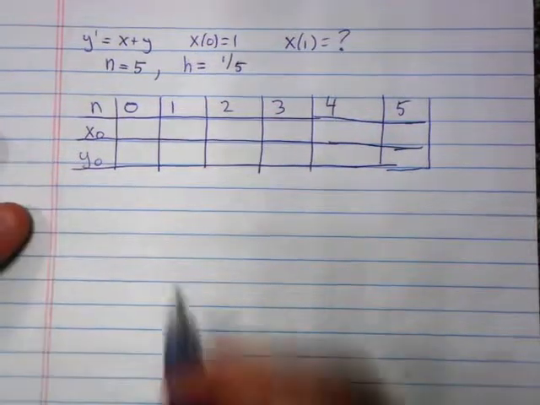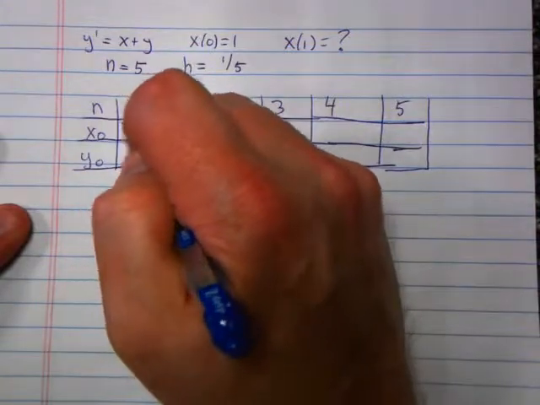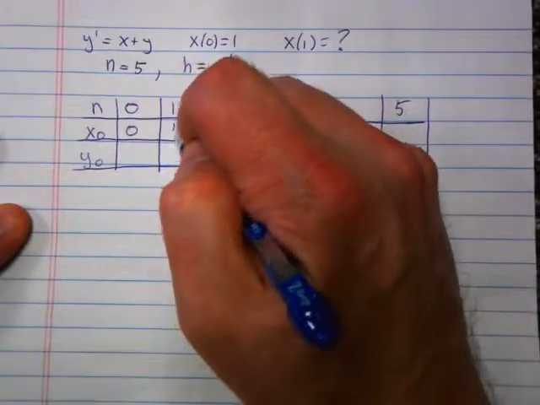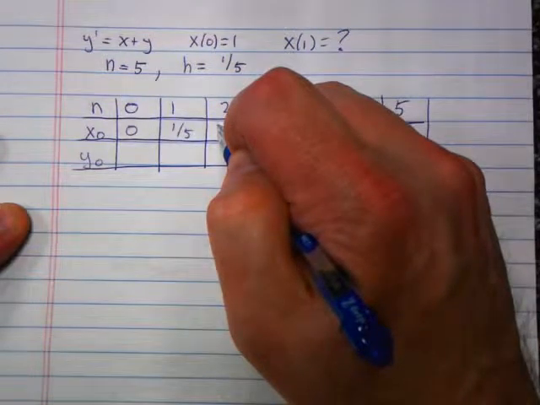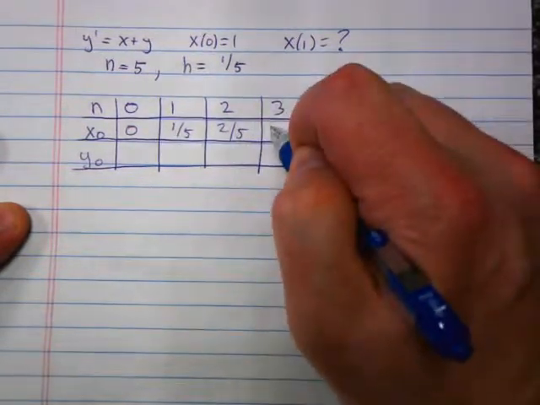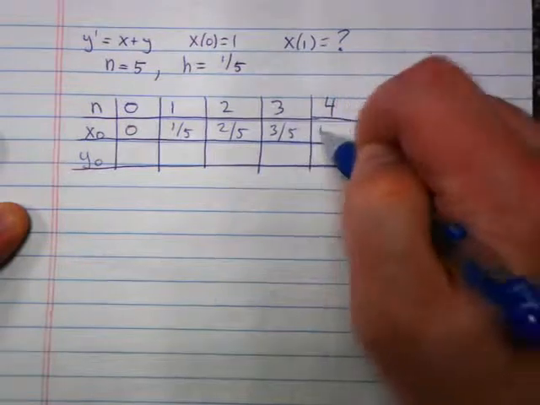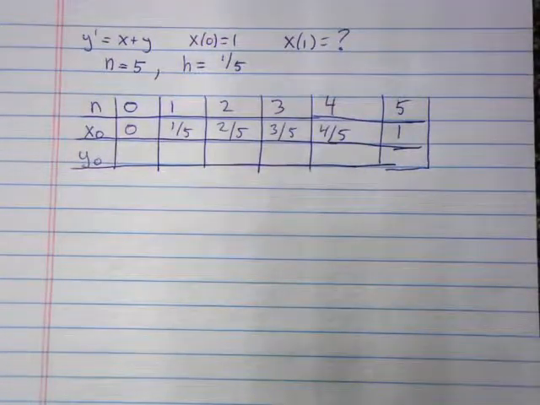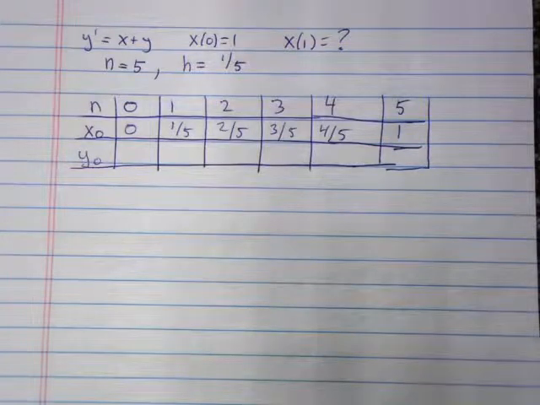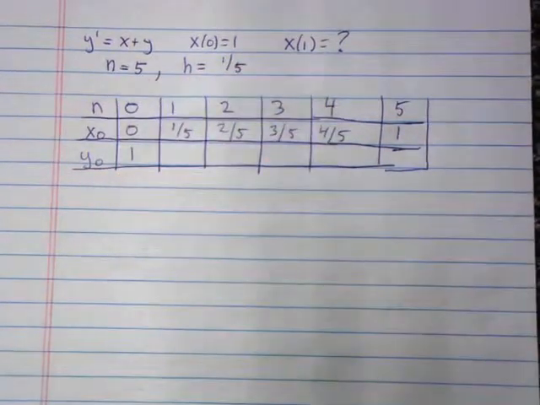What's x0? 0. What's x1? 1/5. What's x2? 2/5. Next one? 3/5. 4/5. And finally 5/5, which is 1. So the x's are very easy to fill out. It's the y's which are not so fun. The first one is 1.